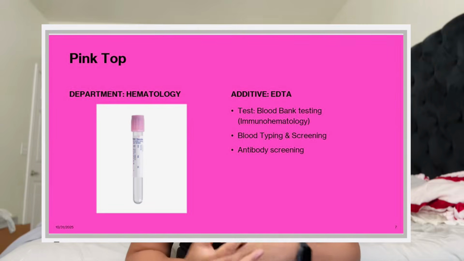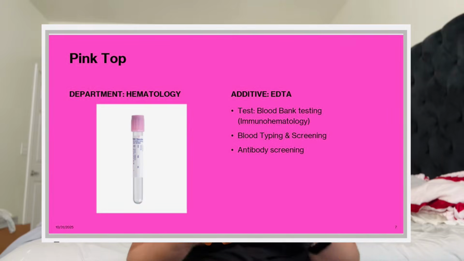So next we have our pink tops, which is also under the Department of Hematology, and the additive is EDTA. You will see a lot of the pink tops when you are working in blood banks, because they test for immunohematology, which is blood bank studies. So you will see them a lot when you're working at blood donation places or blood banks. Normally they do antibody screenings as well using the pink top, and they also do blood typing. And blood typing just means when someone asks, what is my blood type? Normally it will be drawn into the pink tube top.